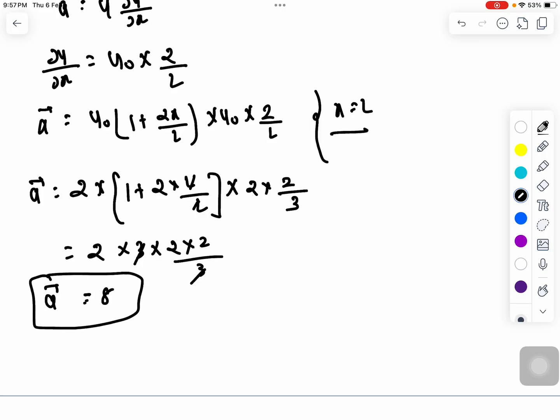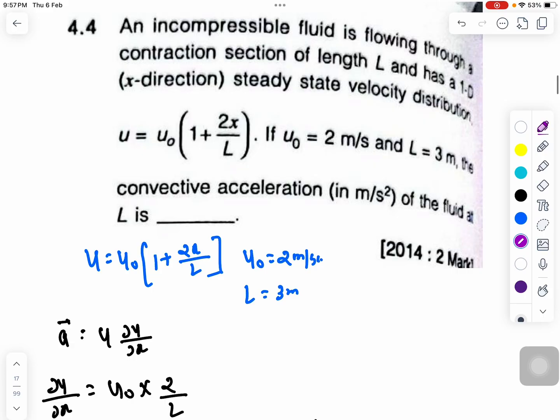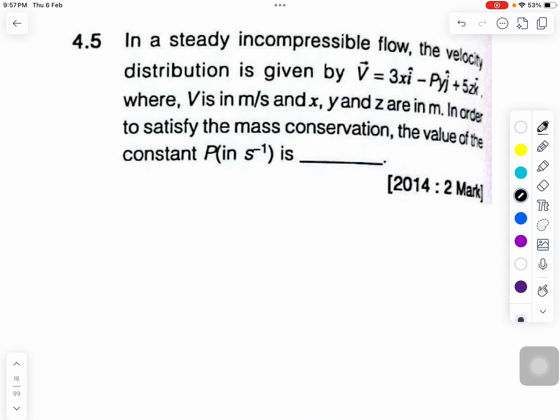Is that clear? So 8 meter per second square. So from here you can say that it will be 8 meter per second square. Is that clear? Okay, great. So after that I'll be moving towards the next problem.